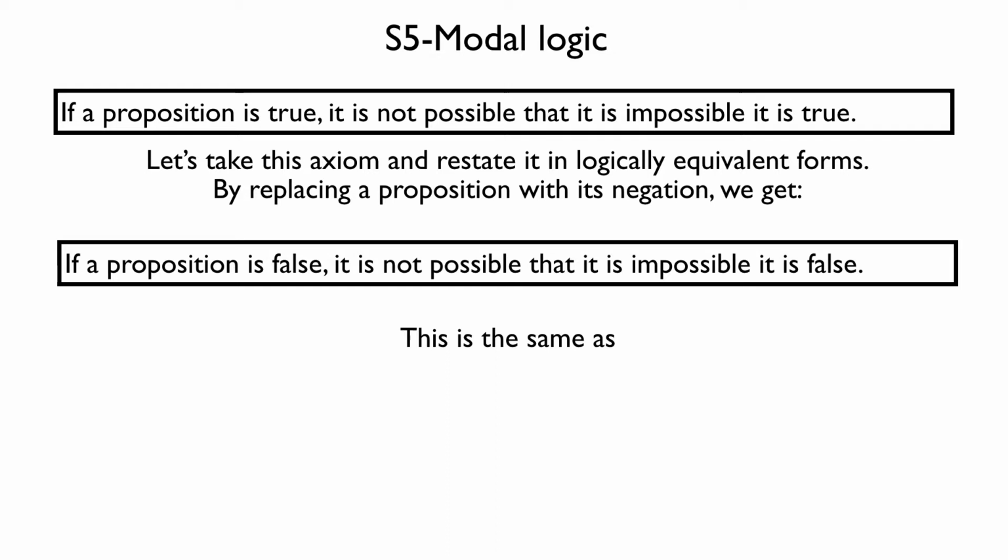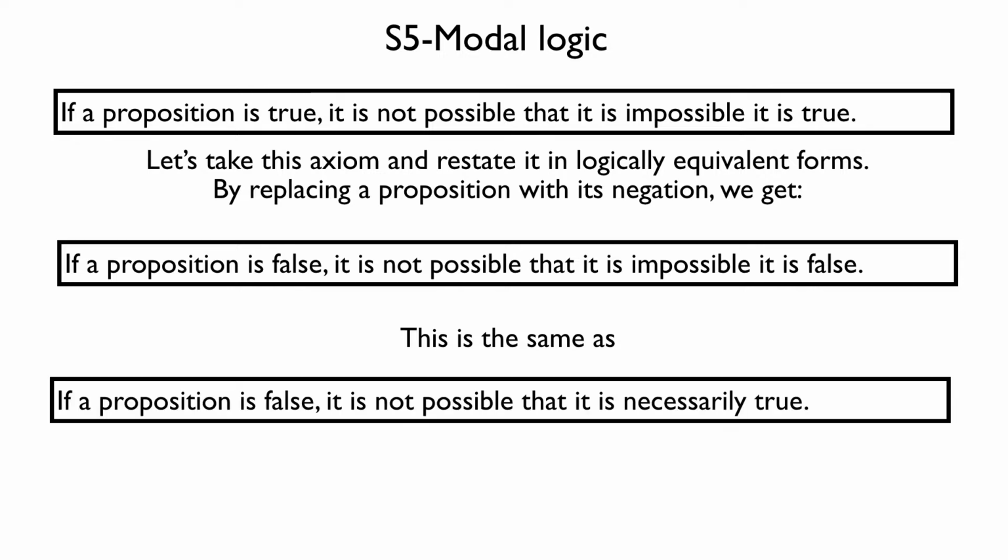Okay, so saying that it is impossible a proposition is false is the same thing as saying it's necessarily true. So this is the same thing as saying if a proposition is false, it is not possible that that proposition is necessarily true. Well, that makes sense. If a proposition is false, then it is not possible that proposition is necessarily true. So for example, unicorns don't exist. So from that alone, we know it's not possible it could ever be necessarily true.